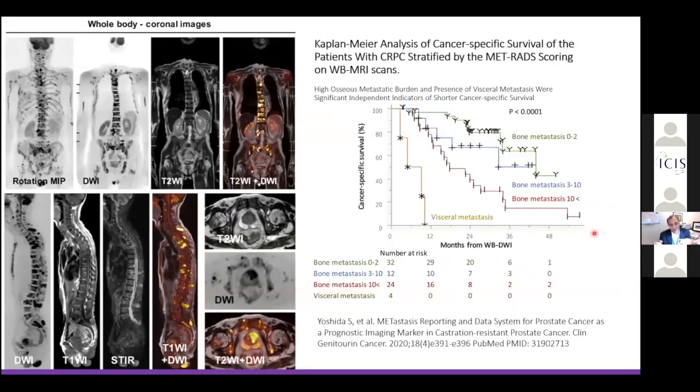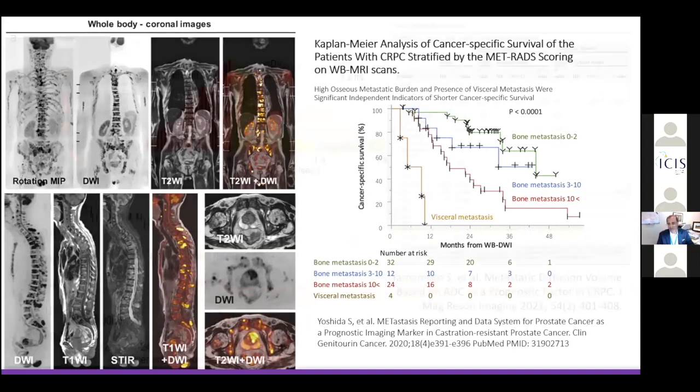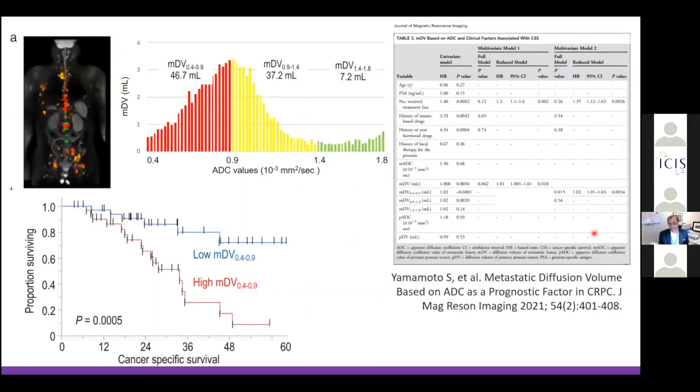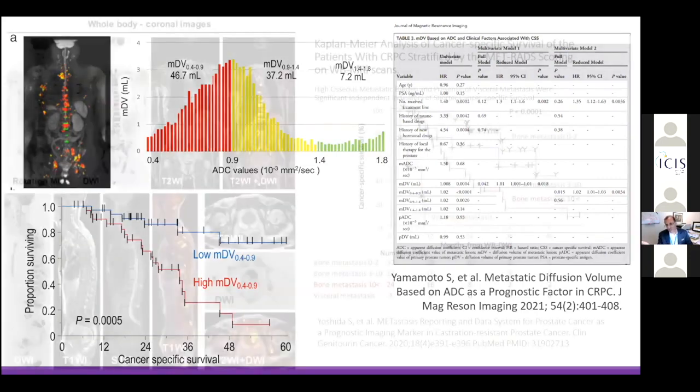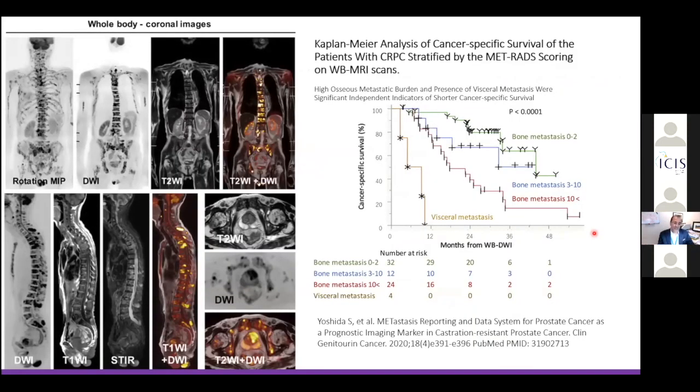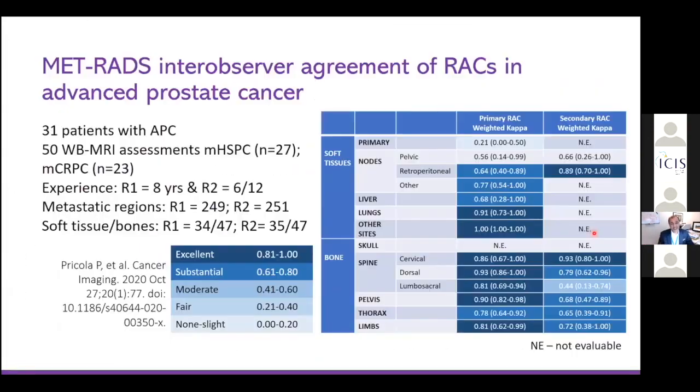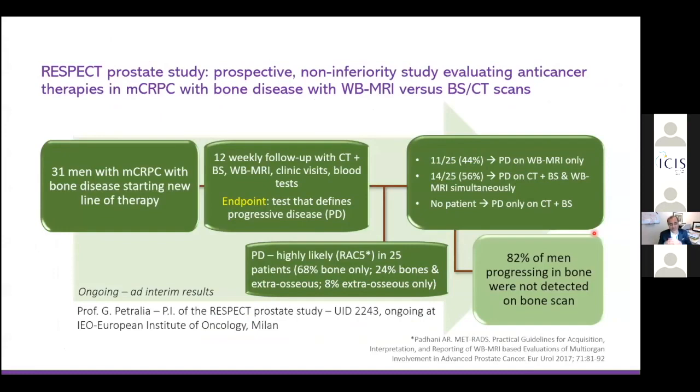We are now also aware that the greater the deposits that you see on a whole body MRI, whether you use the MET-RADS system, which just counts numbers, or the volume, the worse is the prognosis. And this has been found consistently in prostate cancer, for example. So the more metastases you have, the greater is the chance that you will have a worse prognosis. So this is an important piece of validation. Some work from Milan has also shown inter and intra-observer variability is in fact excellent to substantial, both for the primary and for the secondary response assessment categories.